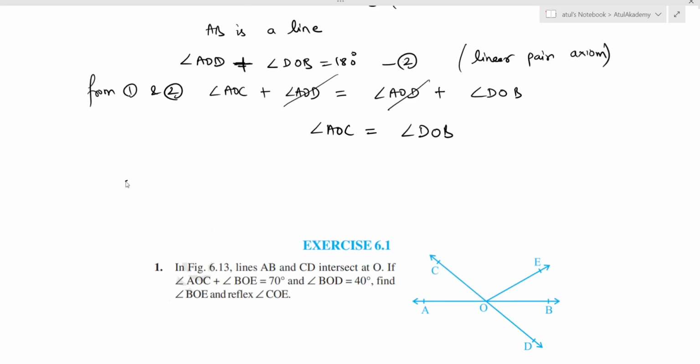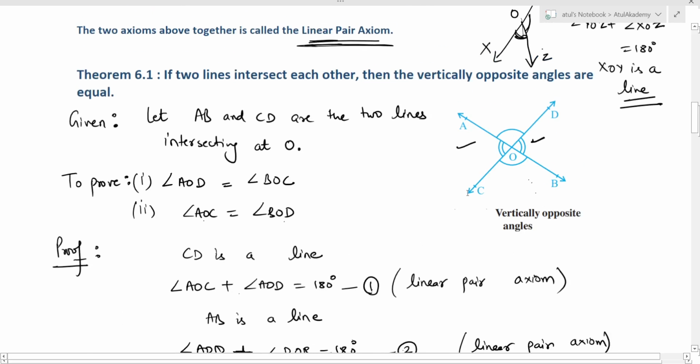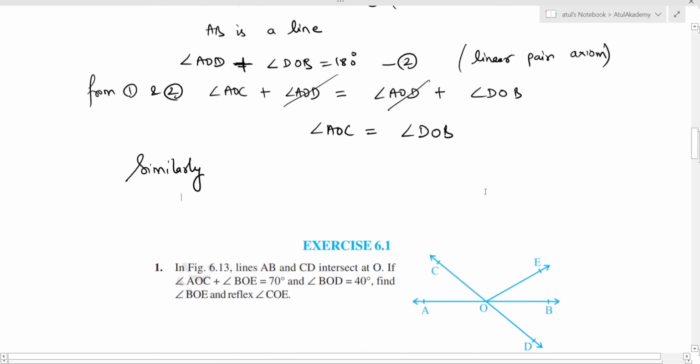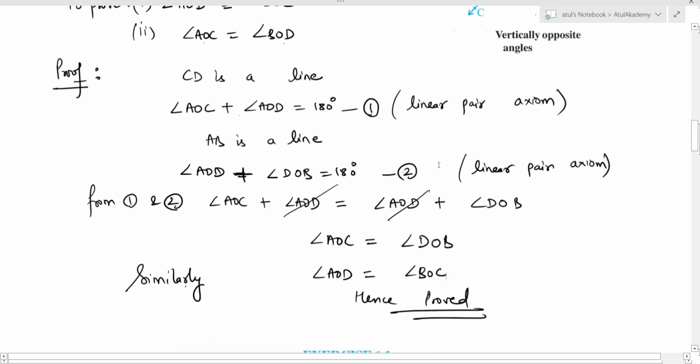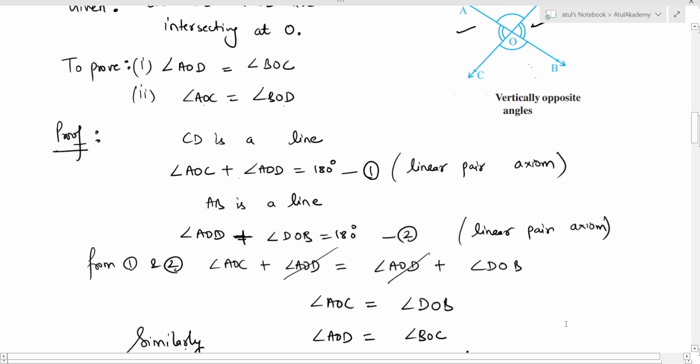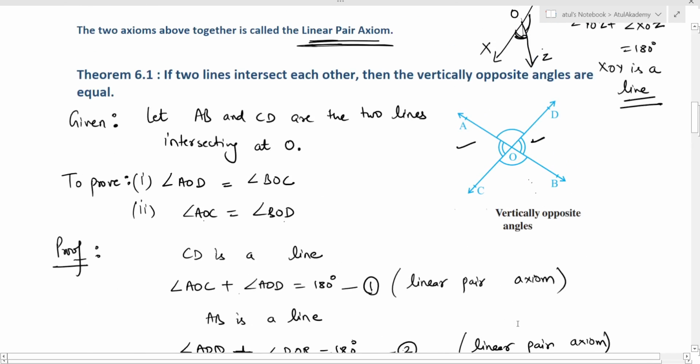Fine, students. Similarly, you don't have to prove the other part. You can write that AOD equals BOC also. Similarly, angle AOD equals BOC and hence proved. As both the parts are almost the same, you write the same thing, just the angle names will be different. So you can say similarly. Because the same steps are there, you can use similarly over here. I only proved one thing, two angles equal, the rest two will be similarly equal. Students, clear? All the steps?